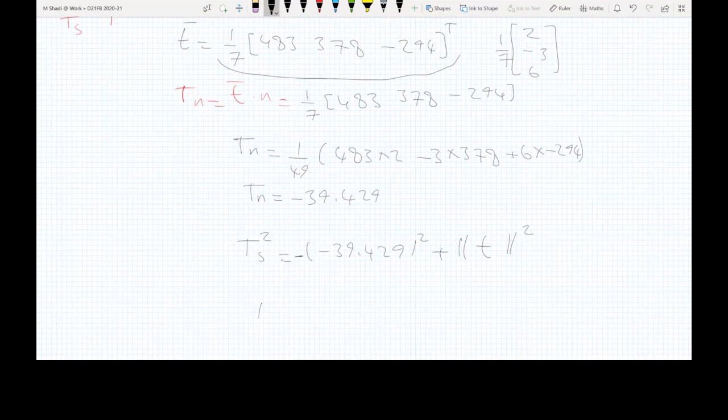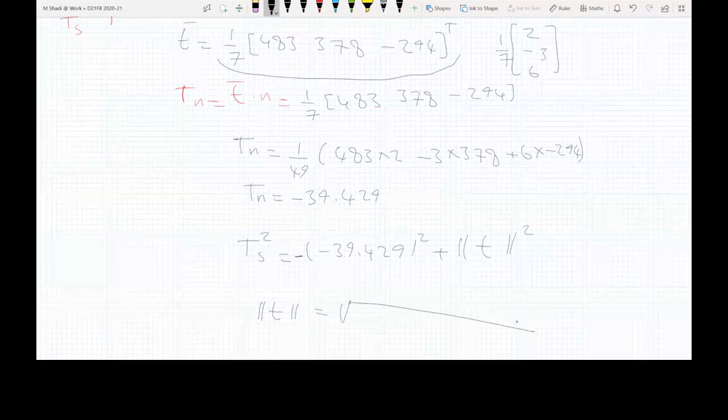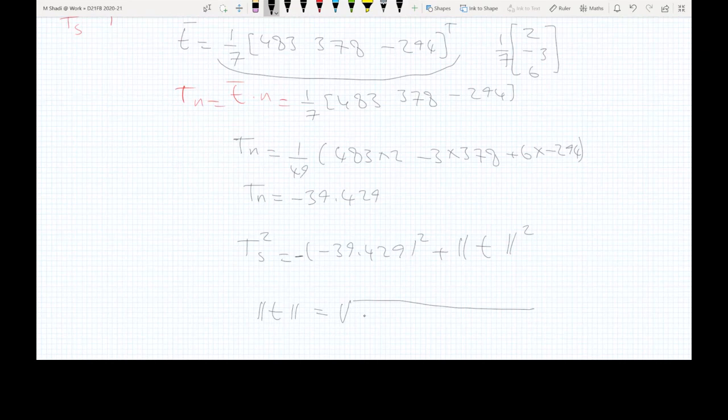So I'm just going to write down the vector itself. This is the length of that. So this is going to be the square root of the sum of the squares. So it is 483 divided by 7 squared, added to 378 divided by 7 squared, added to minus 294 divided by 7 squared. So you need to calculate this length and put it in there.